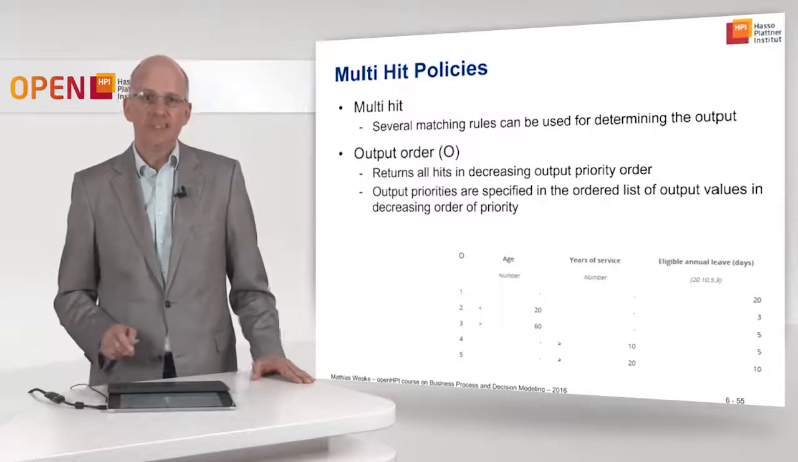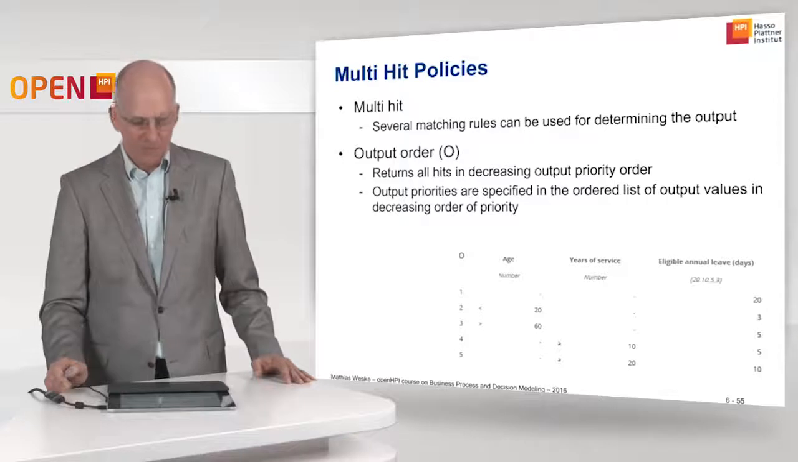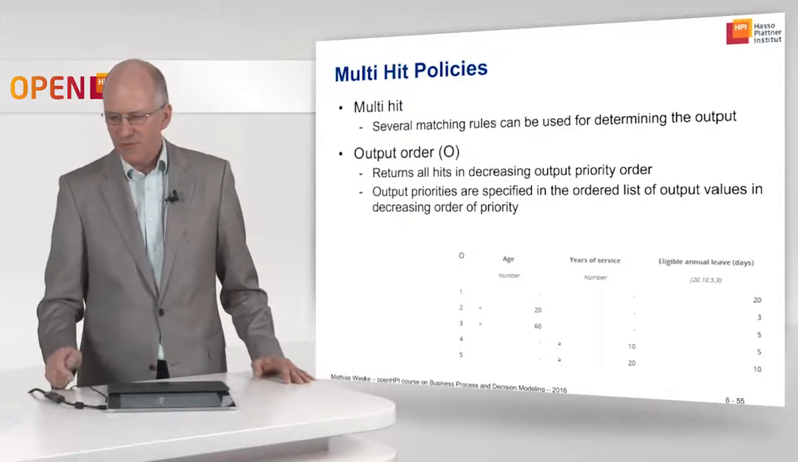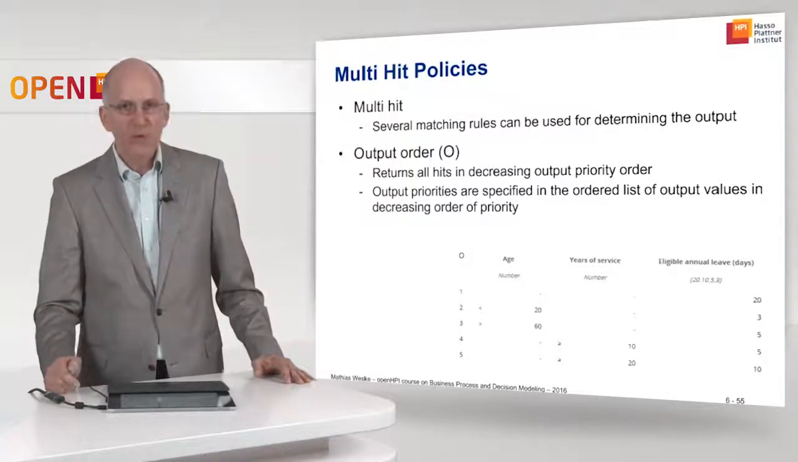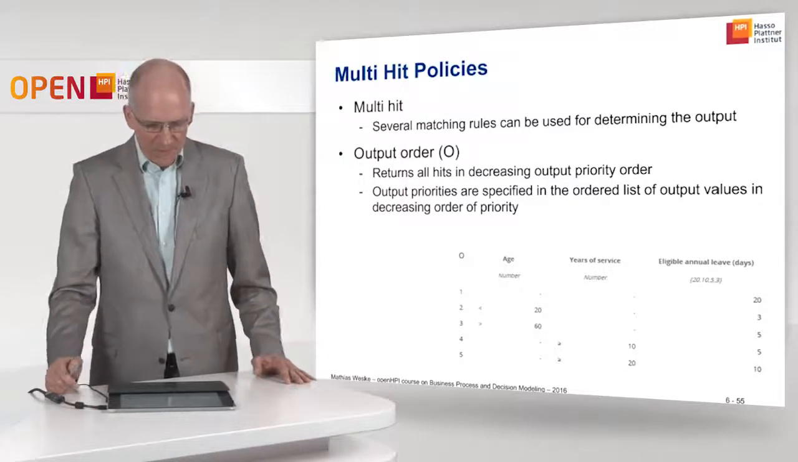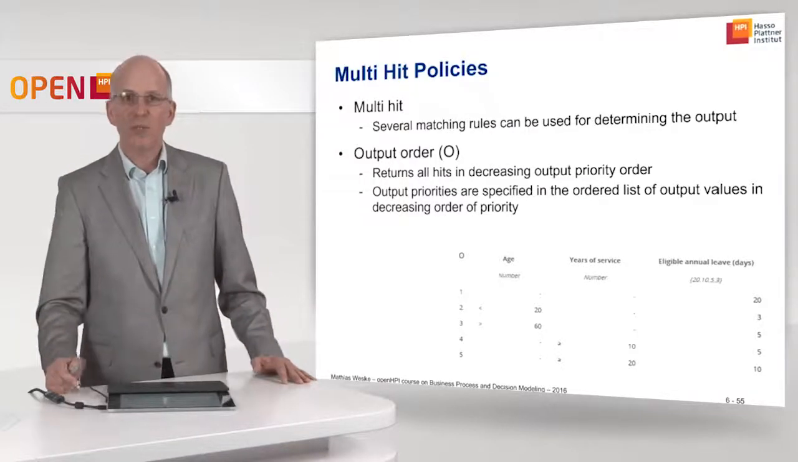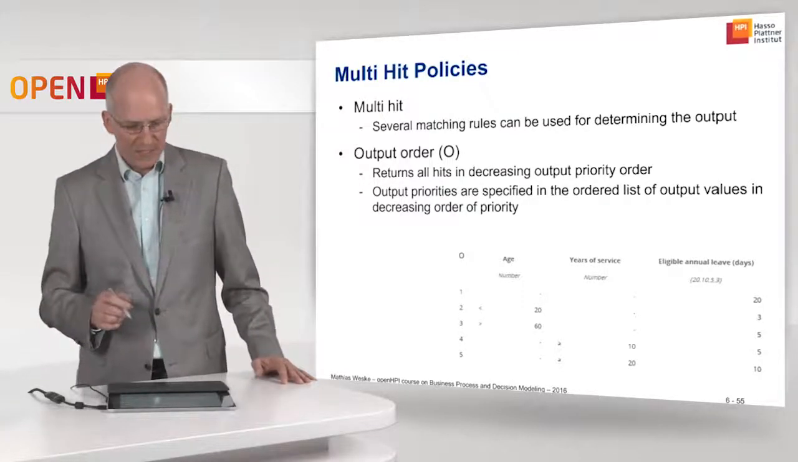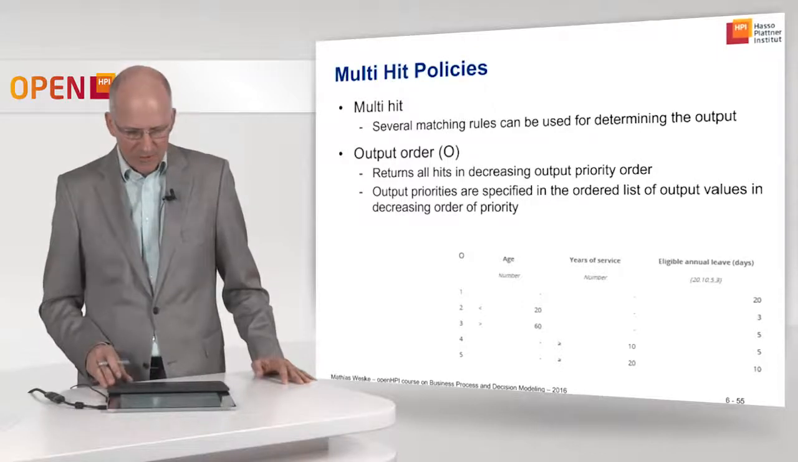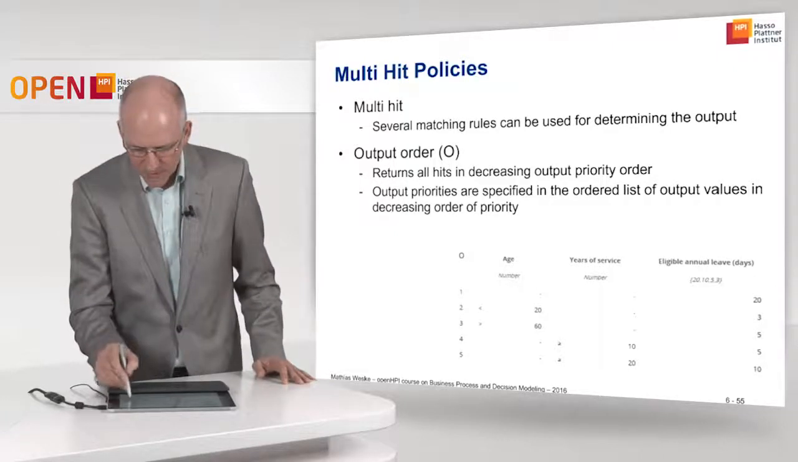We move on to the multi-hit policies. As indicated earlier, in multi-hit policies, several matching rules can be used for determining the output. We have a number of different policies with the multi-hit property. The first is the output order policy. The output order policy returns all hits in decreasing output priority order. So we use the output priority as we also did in the priority single hit policy. Output priorities are specified in the ordered list of output values in decreasing order of priority, which we have here.